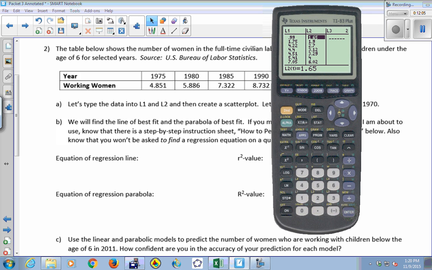You've got list 1, list 2, list 3 across the top. If you're missing a list, if it just starts with list 2, that's okay. You can use list 2 and list 3. It's no big deal. If you have some data in there already, you want to get rid of it.